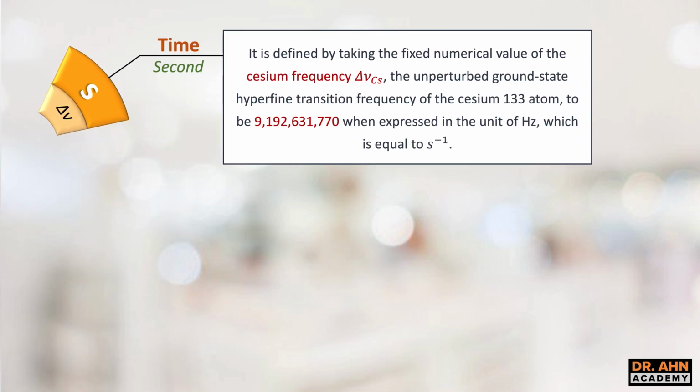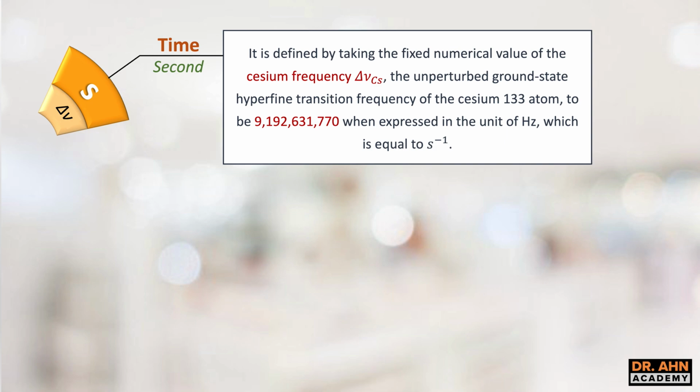Let's begin with time. Base unit of time is a second with abbreviation S. And here is the current definition of time. It is defined by taking the fixed numerical value of the cesium frequency, the unperturbed ground state hyperfine transition frequency of the cesium-133 atom, to be this number when expressed in the unit of hertz, which is equal to 1/s.